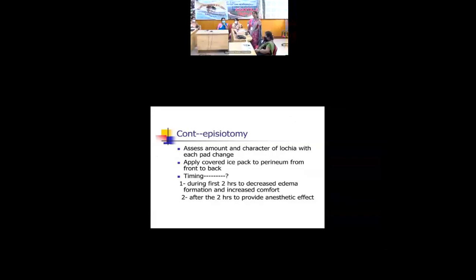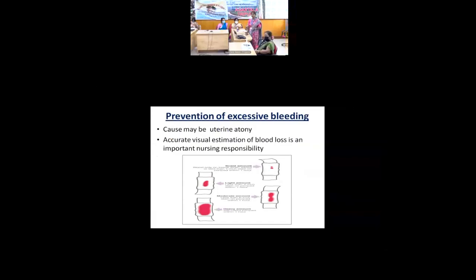Then episiotomy care: nowadays ambulatory patients can do it themselves, or for those patients who are bedridden after surgery, we can take care. Otherwise the mother can do it. We have to teach the mother how to take care of her episiotomy. Then prevention of excessive bleeding. This is the most important during the postnatal period.